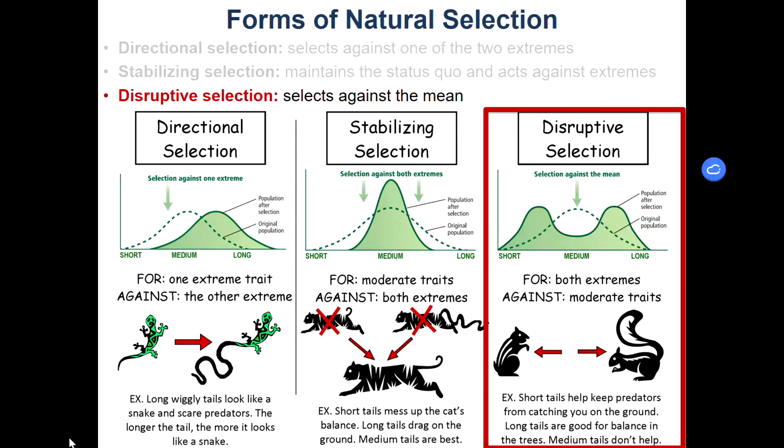So those are our three forms of natural selection. We have directional, where we're going to one extreme or the other. Stabilizing, where we're coming to the middle. And disruptive, where we're going to both extremes.